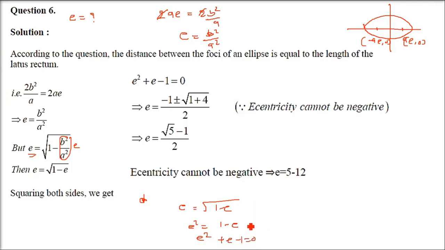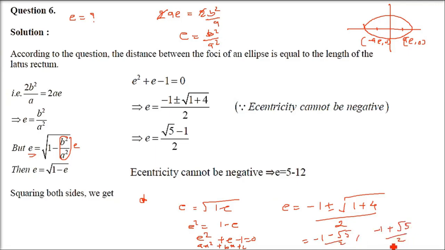Now we'll solve it using the Sridharacharya formula. e equals minus b plus minus under root b square minus 4ac by 2a. So we'll compare this equation with ax square plus bx plus c. And please remember, this equation we are going to use again in another question. So just see it very carefully. So e equals minus b plus minus, b is 1, so minus 1 plus minus under root b square, which is 1, minus 4ac, that is 4 into 1 into minus 1. So what do you get? By 2a, that is 2. So minus 1 minus root 5 by 2, and minus 1 plus root 5 by 2.